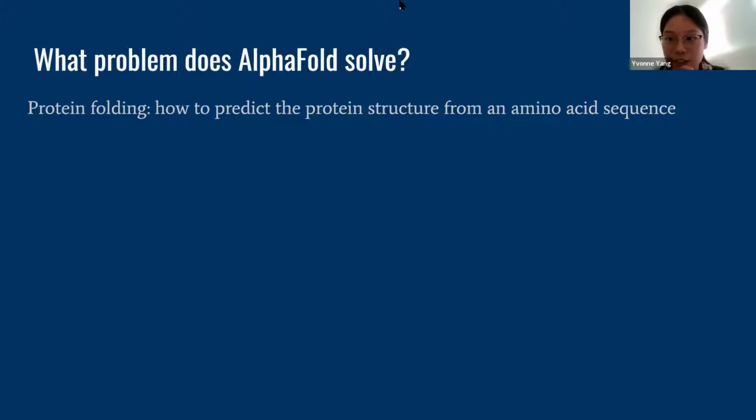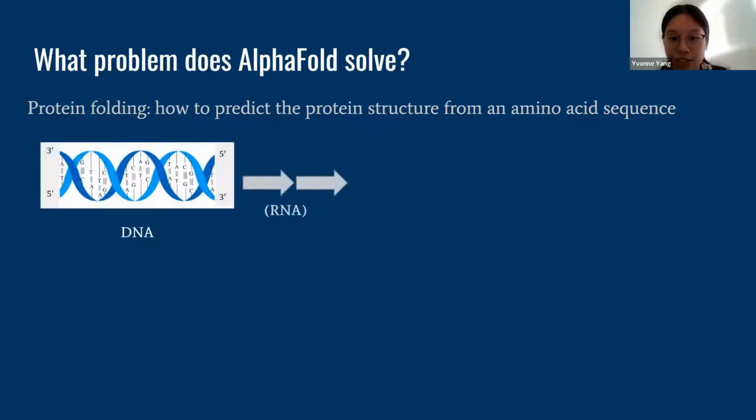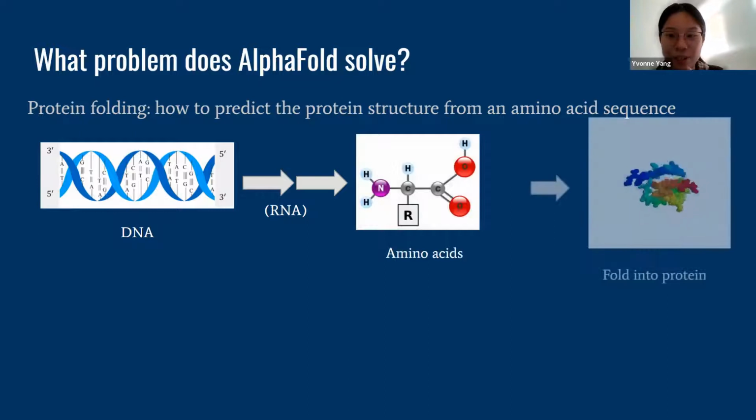So to motivate what we're doing here, there's some background, and then I'll also provide some cool applications of it. First of all, what problem does AlphaFold solve? It's the problem of protein folding, which is to predict the structure of proteins from amino acid sequences. This problem arises from the central dogma of structural biology, which is DNA transcribes into RNA and translates into proteins.